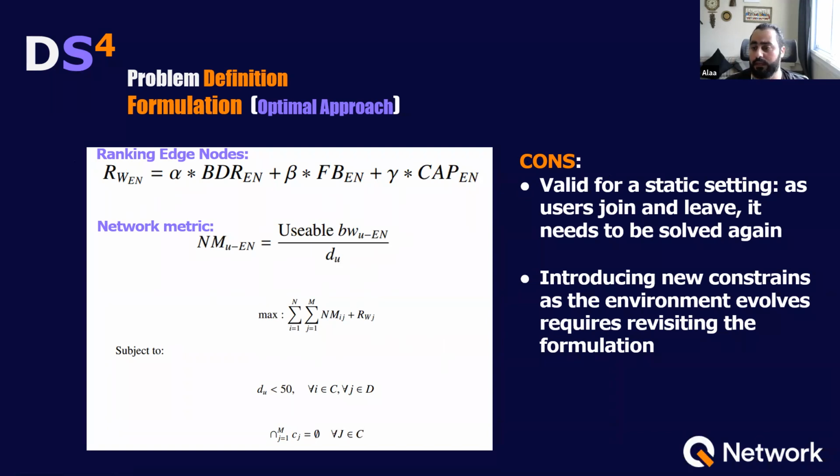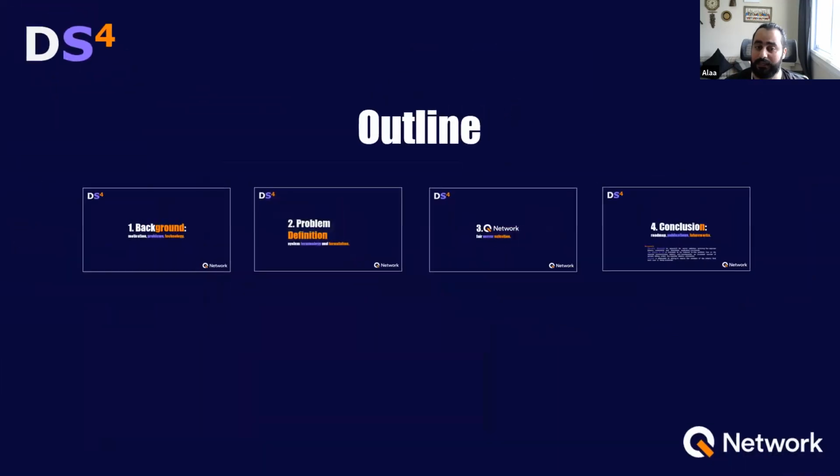There are many cons to these approaches. It's static, of course, because if a user joins or leaves, or if we want to add a server, that has to be recalculated and rerun. And also, if we want to introduce new constraints, for example if it was a game, that would require revisiting the formulation and reinvesting more time in optimizing this approach. That was very short, but if there are any questions regarding this, I'll be happy to stop and answer them.